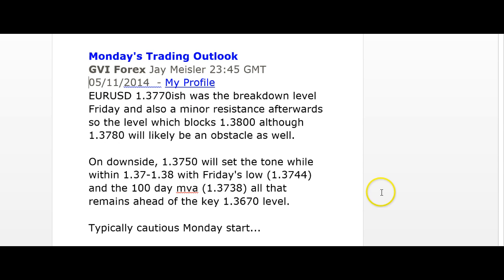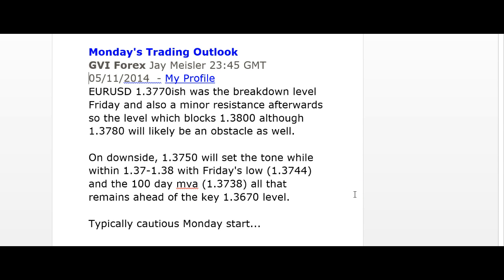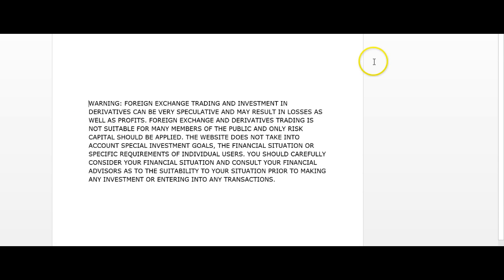On the downside, 137 will set the tone while within 137 to 138. But Friday's low 137.44 and the 100-day moving average at 137.38, all that remains ahead of the key 136.70 level. Typically cautious Monday start. So we held 137.70. We've come back into that range. It's been a tight range overnight, not surprising.